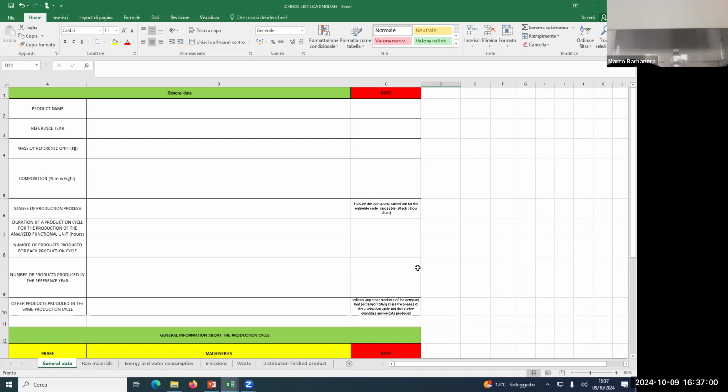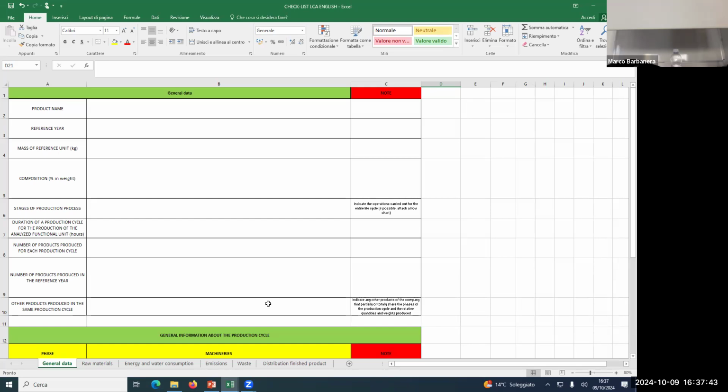You have to ask for input and output data from the company. But which kind of data can I ask the company for? In this Excel file, you have a detail of the most important information and data to ask the company in order to complete the inventory step of the life cycle.